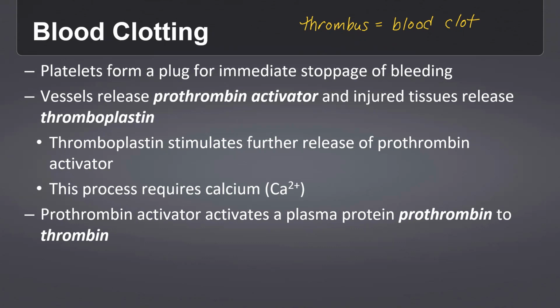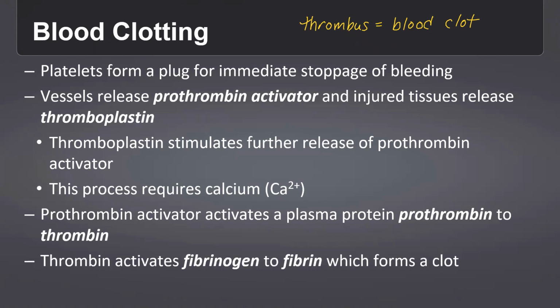But that's not it, because thrombin also has a job, and it turns fibrinogen, which we talked about under plasma notes today, into fibrin. And fibrin forms a clot because fibrin is basically a whole bunch of threads, like fibers, that will create a meshwork and form a better clot so that you're not constantly bleeding. So I'm going to read that over really quickly so you understand it.